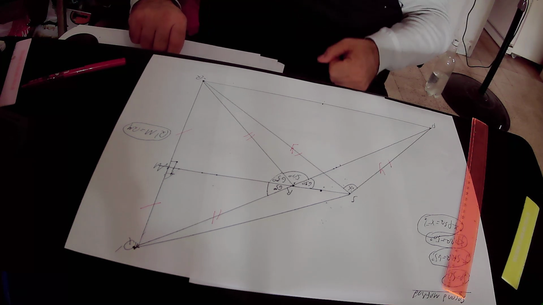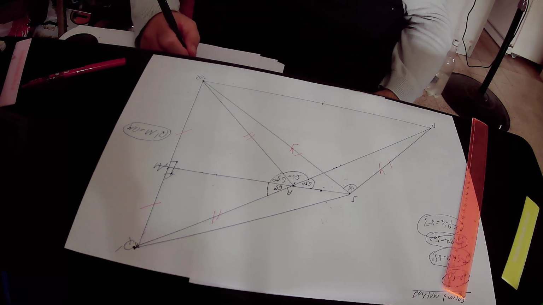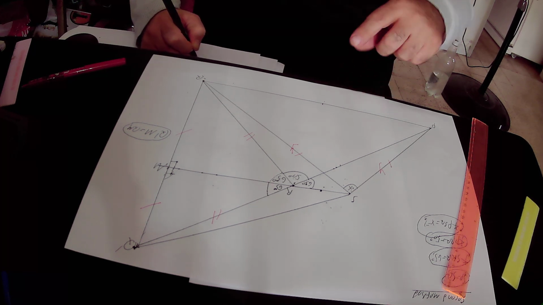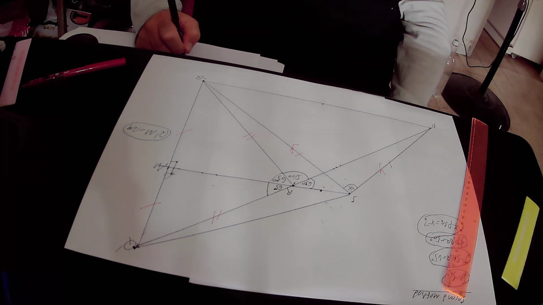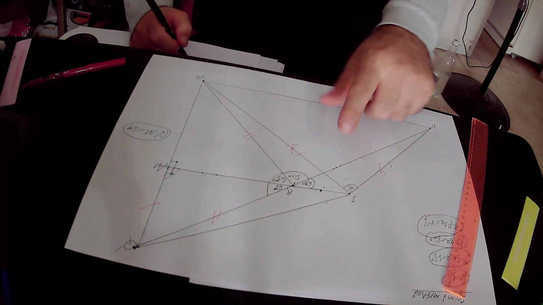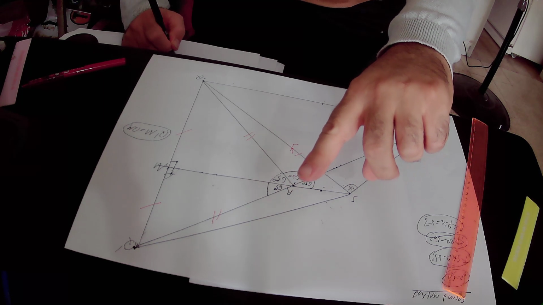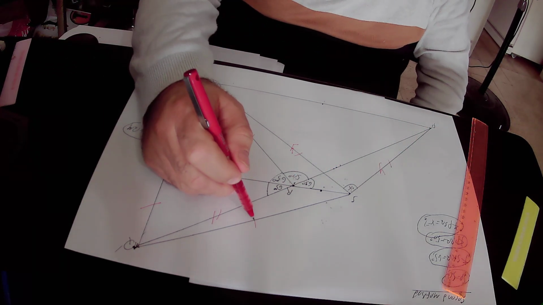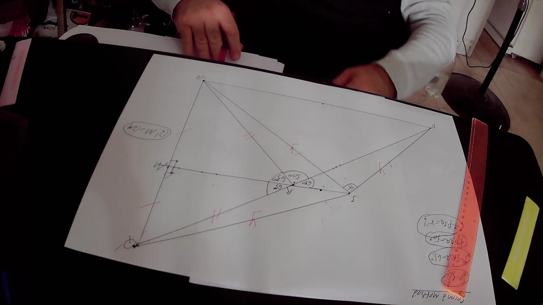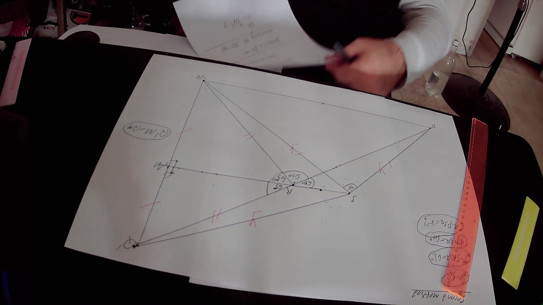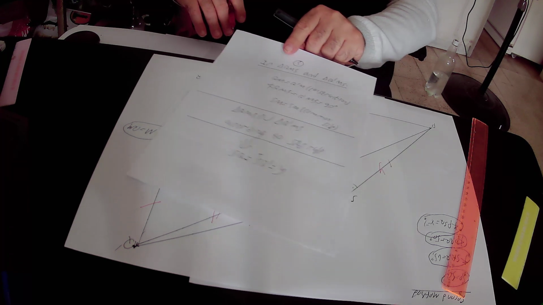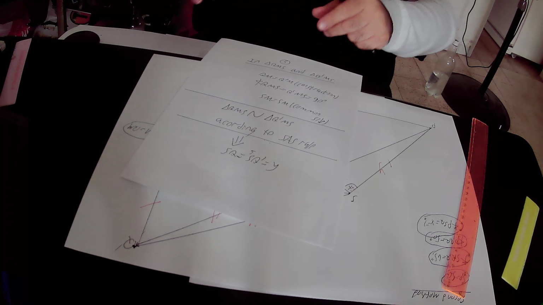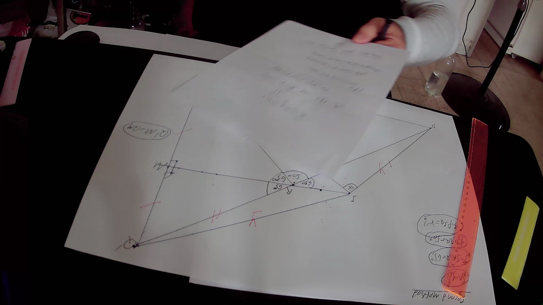So I will write it down. SQ is equal to SQ dash, but we know that SQ equals Y, so SQ dash will also be equal to Y. So we actually found out that SQ is equal to SQ dash, and it equals Y according to our definition.